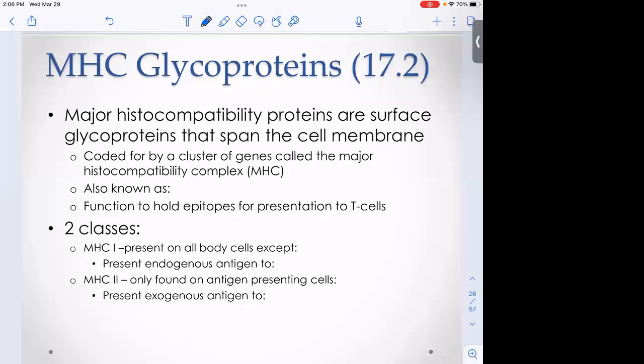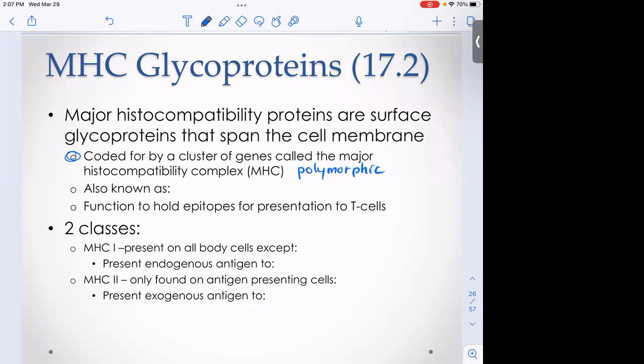And to understand T cells, we have to first have a discussion of MHC glycoproteins. And I've alluded to these already a little bit. This is the mechanism by which many different kinds of cells will present antigen to T cells. Okay. So MHC stands for major histocompatibility proteins. And they're coded for by genes called the major histocompatibility complex. I mention that because these genes are polymorphic.